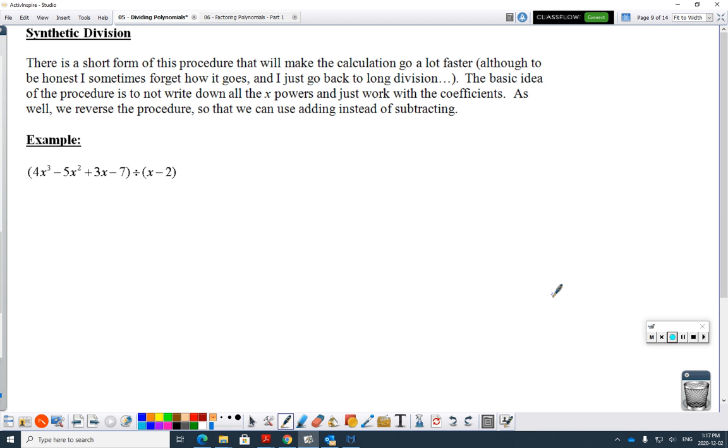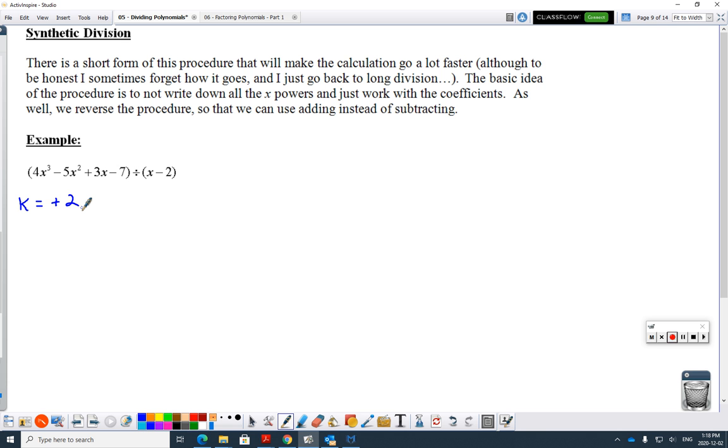I'm going to choose a magic number here. And this magic number I just get from this binomial that I'm dividing by. I'm dividing by x minus 2. I'm going to choose this magic number of x equals positive 2. You don't have to write the positive, I did it on purpose to really show. I chose the opposite sign. I've taken the whole question and flipped it positive, negative, upside down. Why do I care about that? You watch. Why is that so important?